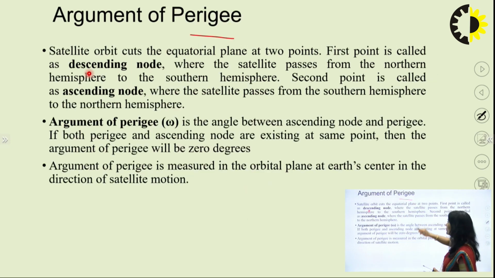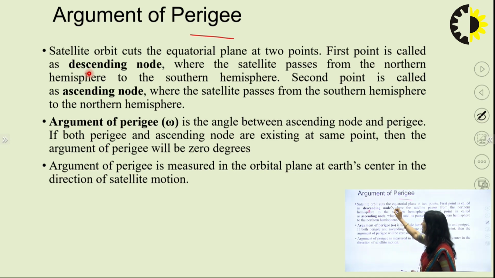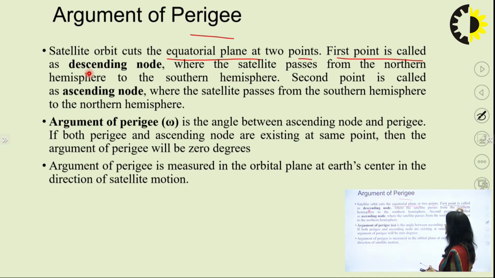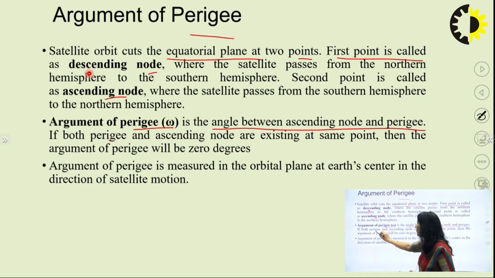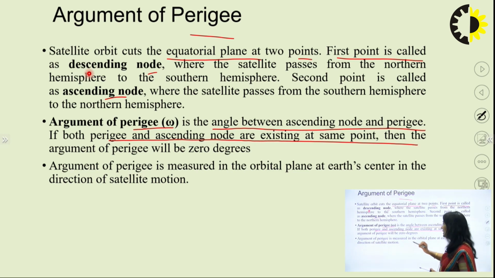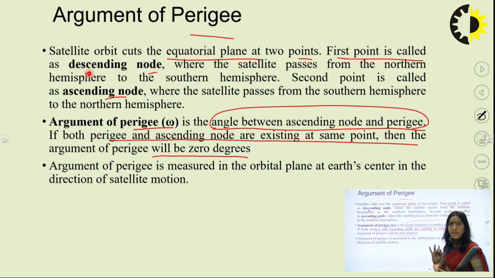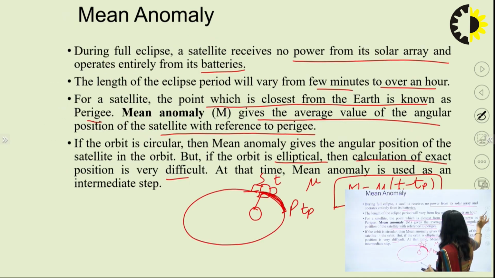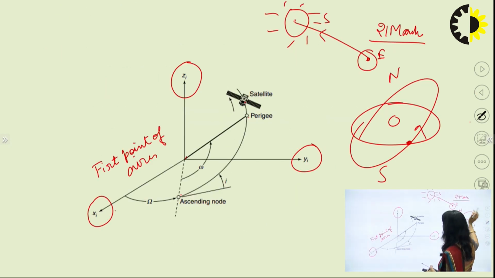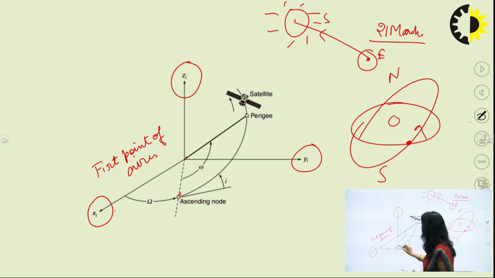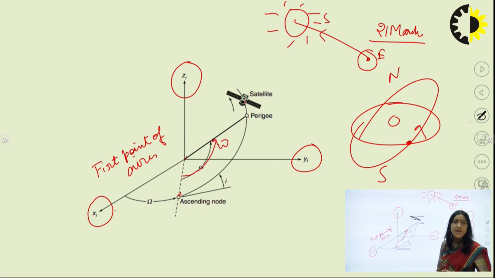Correct? Now, coming to this. So, what is this argument of perigee? The satellite orbit cuts the equatorial plane at two points. First point is called descending node. Second point is called ascending node. I already told you. Now, the argument of perigee is the angle between the ascending node and the perigee. If both perigee and ascending node exist at the same point, then the argument of perigee will be 0 degrees. So, argument of perigee is the angle between the ascending node and the perigee. This omega is known as argument of perigee, correct? Which is the angle between the ascending node and the perigee.